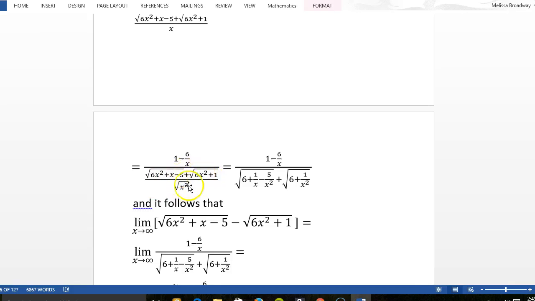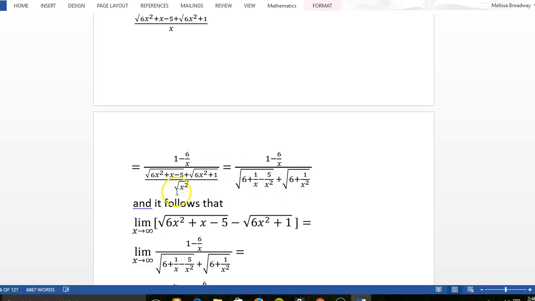Plus radical this over the same denominator, radical this. So 6x squared over x squared is 6. X over x squared is 1 over x. And then minus 5 over x squared is just that, minus 5 over x squared. And then separately, close out the radical, hit a plus sign, open up another radical.